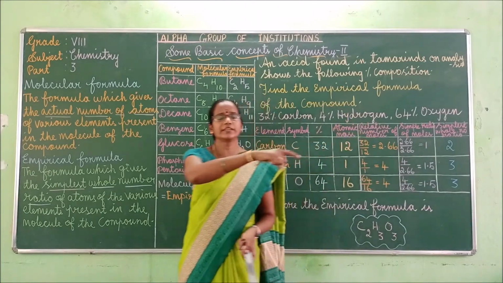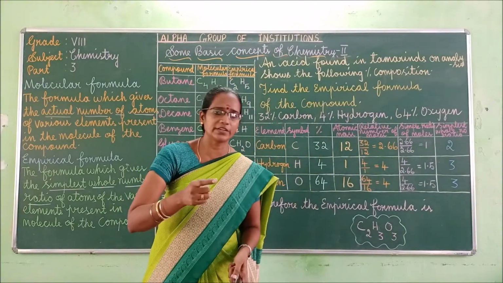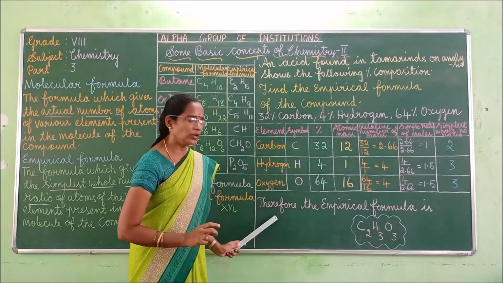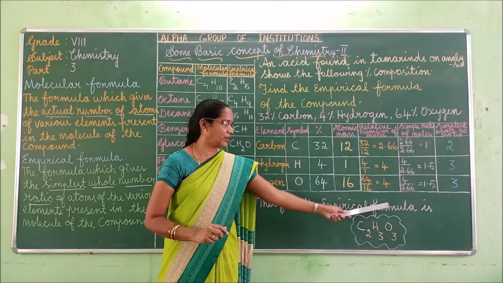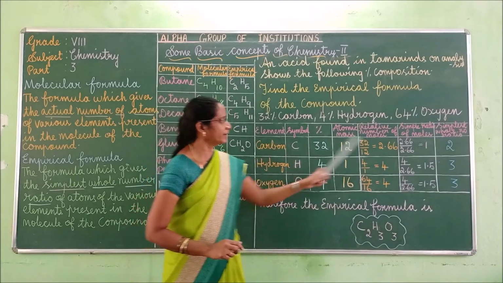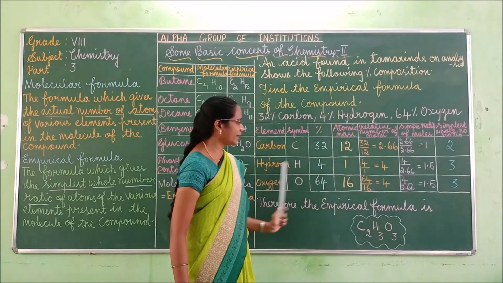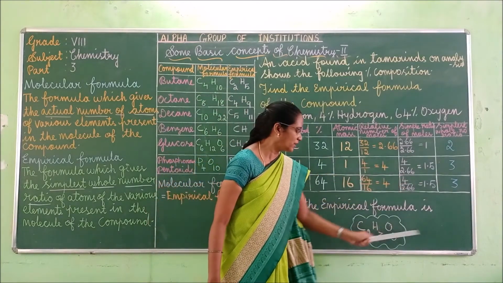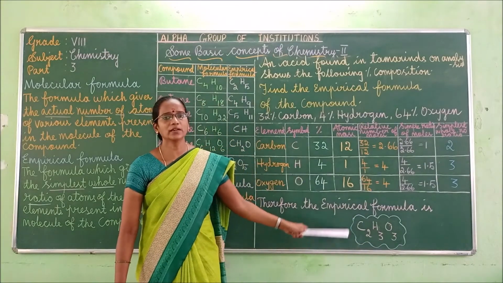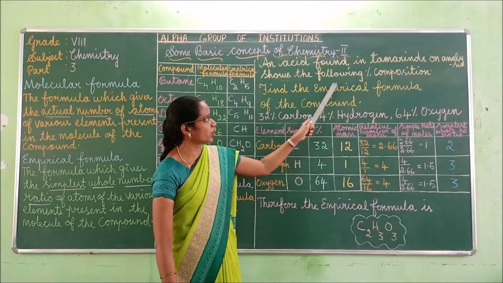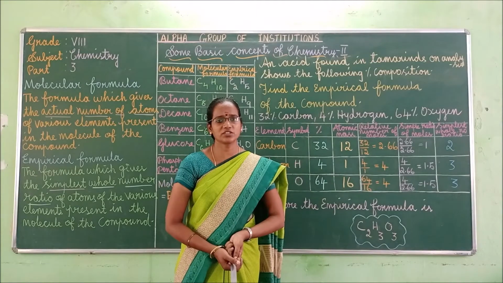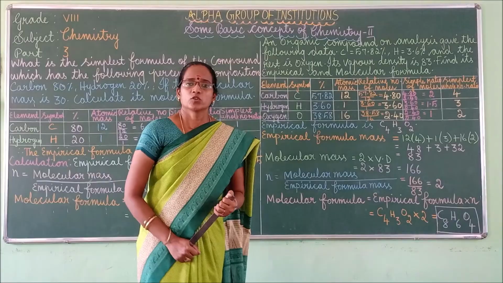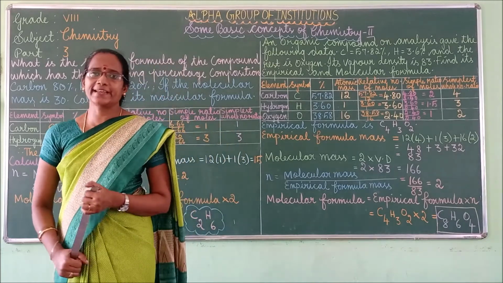Next, the final column, you have to convert it into the simplest whole number ratio. Right. Finally you have to mention, therefore the empirical formula is, for carbon it is 2, C2. For hydrogen it is 3, H3. And for oxygen it is 3, O3. And highlight the compound. This is the empirical formula of this compound. Got it, children? In this manner you have to work out. Got it? So we can move to the second one.